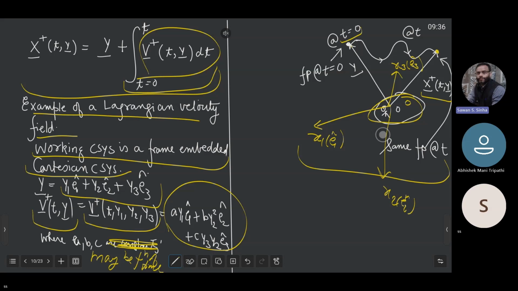So which particle you are talking about is controlled by y1, y2, y3, and it has a dependence on what velocity this particle will achieve at a later time. Also, time has a role to play. An example of a Lagrangian velocity field.